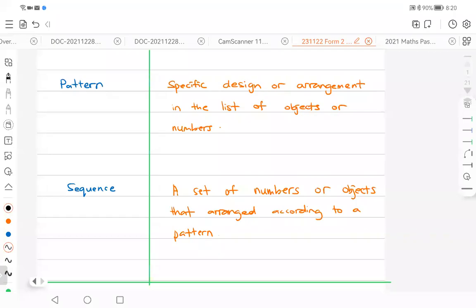Okay, so we'll go back to chapter 1 since we have completed all the syllabus, all 13 chapters. For chapter 1, what we need to know is about the pattern and the sequence.